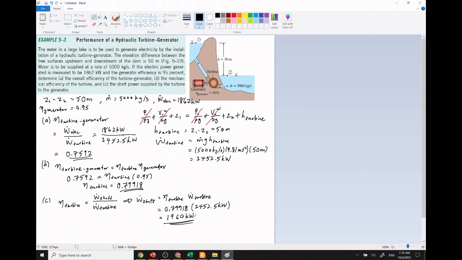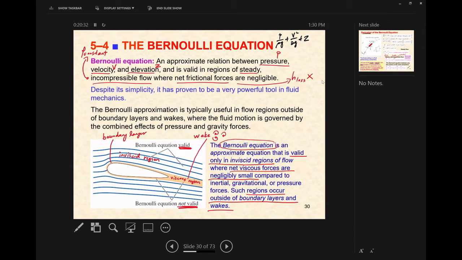Alright, so that's how we solved the problem for example 5.3. Okay, so now let's look at the Bernoulli equation. The energy equation that I've been writing all this time is actually the Bernoulli equation. I've been showing you P divided by rho g plus V squared divided by 2g plus Z. All these terms combined are actually the Bernoulli equation.